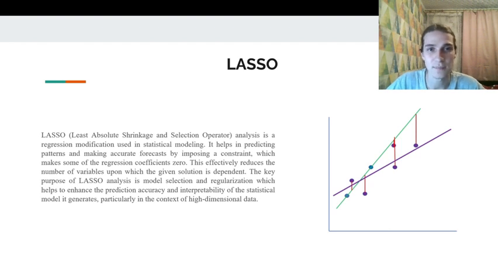Next one is the least absolute shrinkage and selection operator. This analysis is actually an extended version of regression used in statistical modeling. It's great for predicting patterns and making precise forecasts by setting some regression coefficients to 0. The main goal is to pick the best model and keep it in check, which boosts how accurately we can predict and understand the statistical model it creates, especially when we work with lots of data.